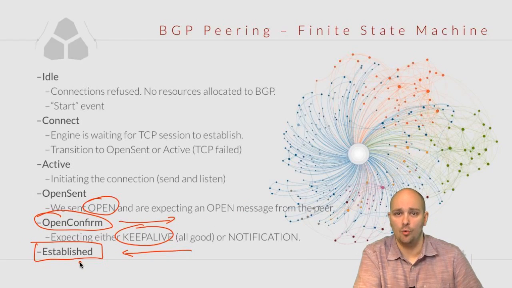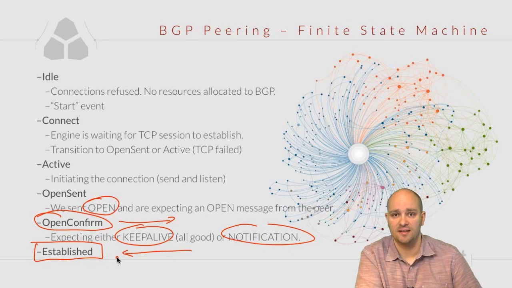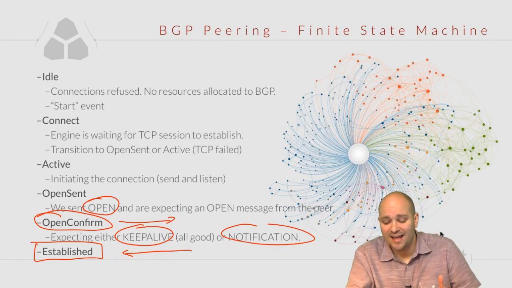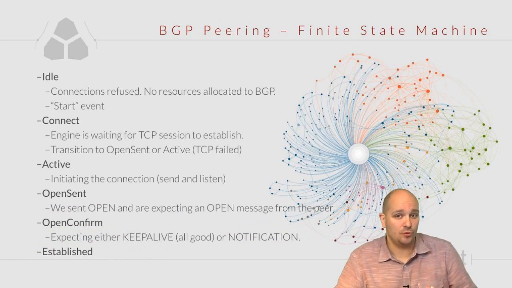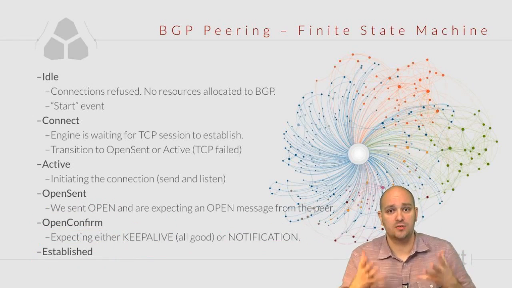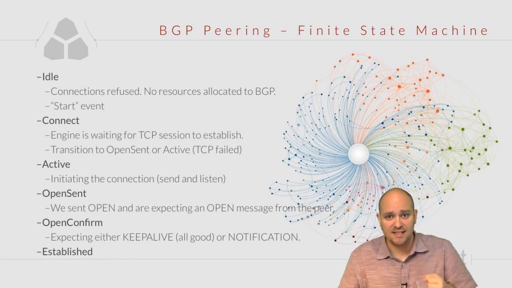This means that only the keepalives and updates are going to be exchanged, or notification messages if something is wrong. So really, this is a BGP finite state machine. This is how the neighbors are formed once we configure the neighbors. Let's see this in action.